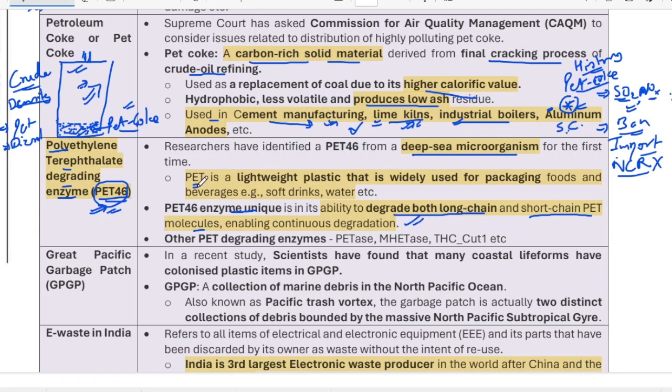So now what is PET? PET is the lightweight plastic that is used for packaging food materials. You must have heard about PET bottles. Your bottle is a PET bottle, the bottles that you normally drink water in. So this PET can be degraded by these enzymes, and this enzyme becomes very important in order to deal with plastic pollution.